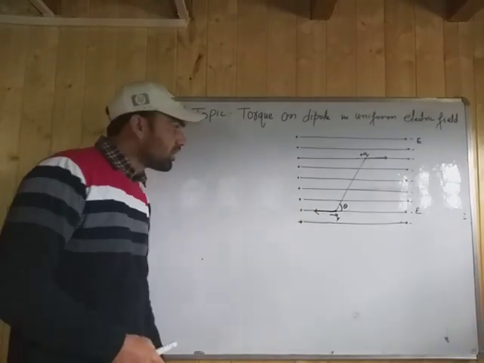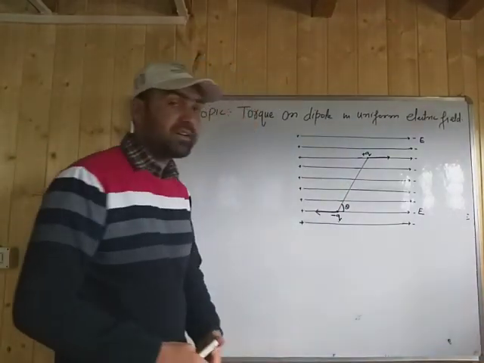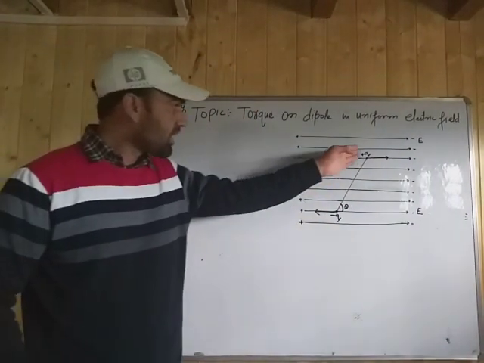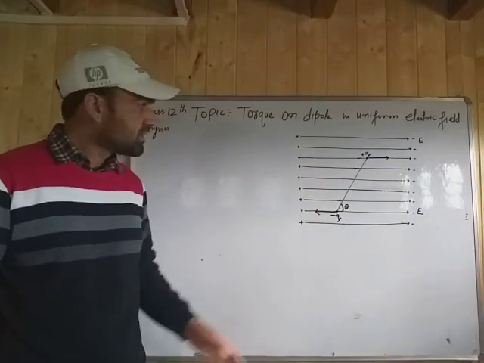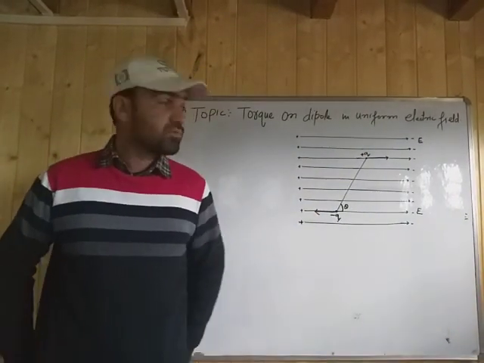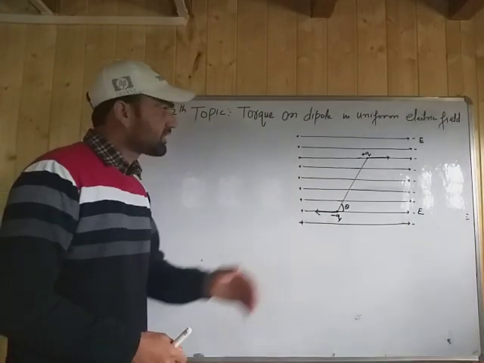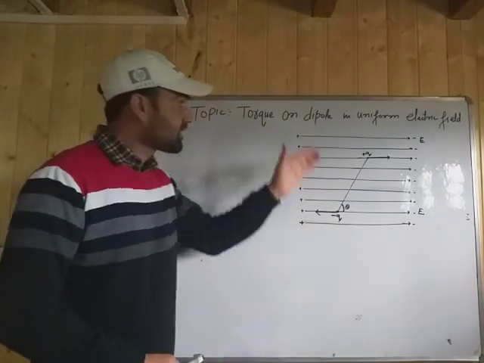So here we consider an electric dipole. We know that an electric dipole is a system of two equal and opposite charges. So here we have a positive charge and a negative charge, and the separation between the two charges is 2L, which is known as the dipole length. Now this electric dipole is placed in an external electric field.